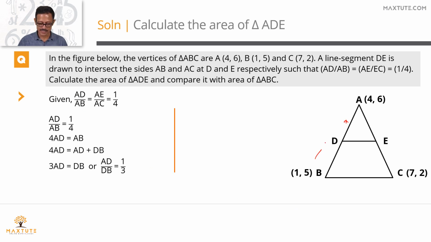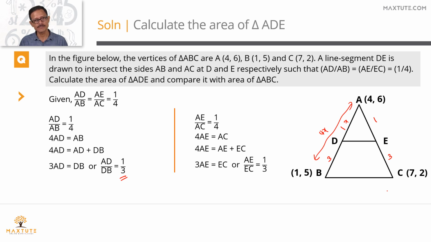This is X. This entire thing is equal to 4X, let us say. So we said 4AD is equal to AB. And then we know that AB can be written as AD plus DB. Take this to the other side. 3AD equals DB, or AD by DB is equal to 1 is to 3. So this D divides AB in the ratio 1 is to 3. Running through the same exercise, we get E dividing AC in the ratio 1 is to 3.